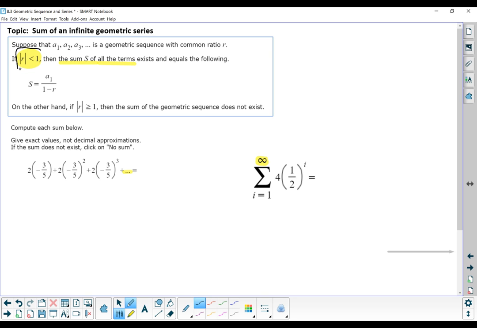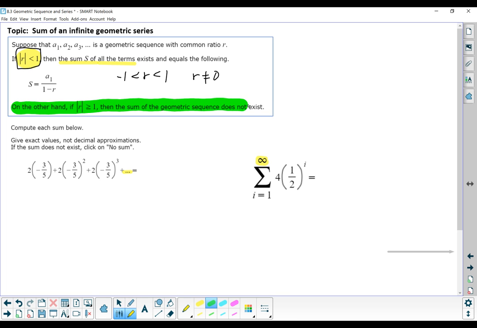So I want to talk about this for a second. Absolute value of r less than 1 means that our r value has to be between -1 and +1. It also cannot be 0, because that would just be a bunch of zeros. All right, so if the absolute value of that common ratio for your geometric sequence is greater than 1, then the infinite sum does not exist. You can always find a partial sum, but the infinite sum does not exist.